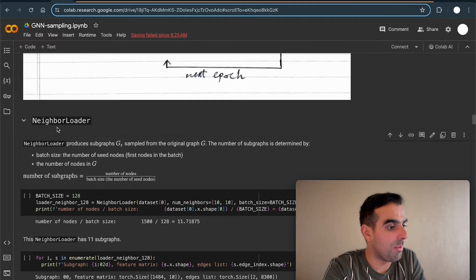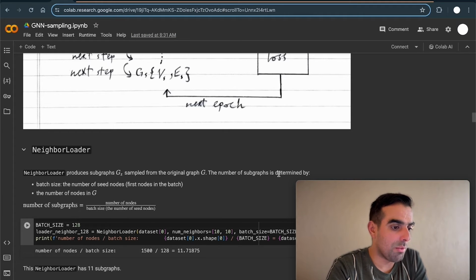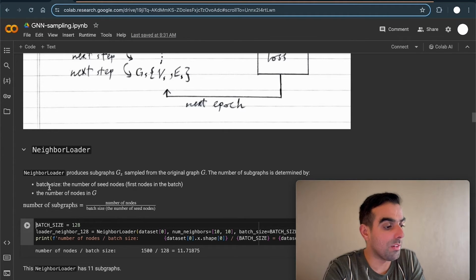The first sampler is the neighbor loader. The neighbor loader produces subgraphs G_S sampled from the original graph. So the number of subgraphs is determined by the batch size, the number of seed nodes, and the number of nodes in G. So the number of nodes in G divided by the number of seed nodes.